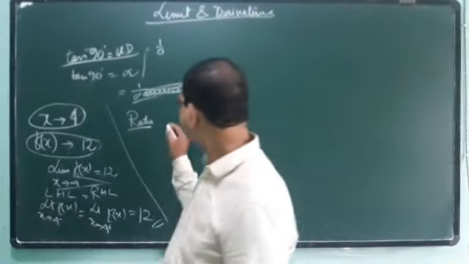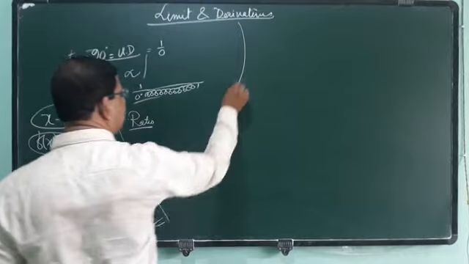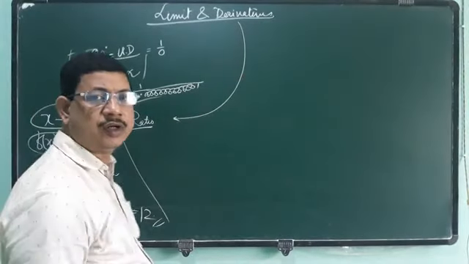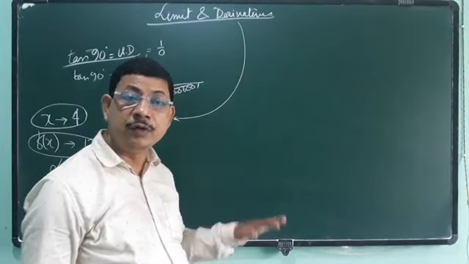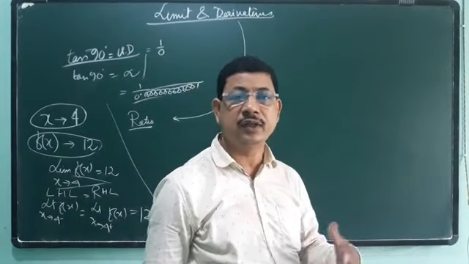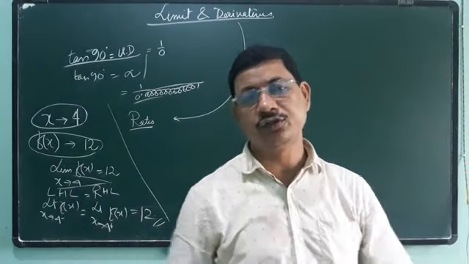Now, my definition in maths: derivative is a ratio. Remember, it is a ratio. We cannot say that I divided the whole thing into so many parts.